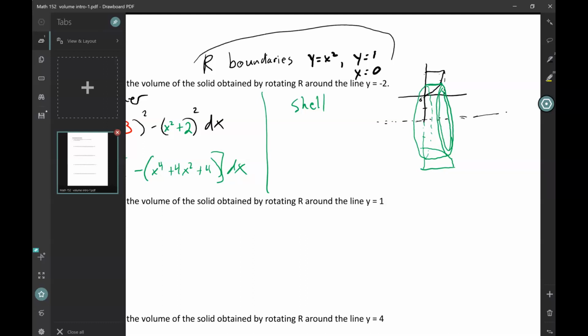And so again, just like in the washer method, we had to find the volume of a bunch of little washers and then stack them up, and the integral runs through all of them. In this case, we're finding the volume of a bunch of these shells, and it's kind of like, I don't know if you guys have ever seen nesting dolls.